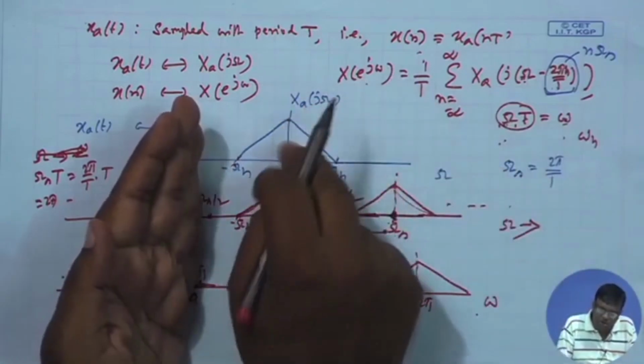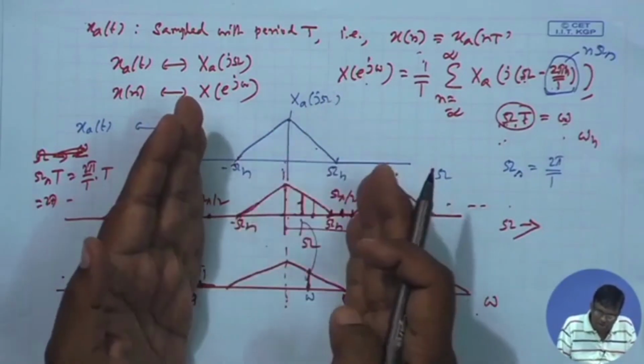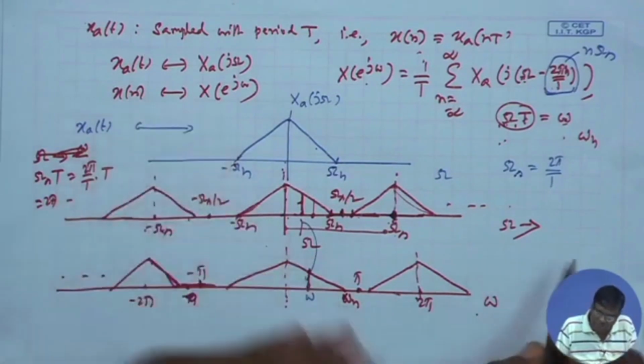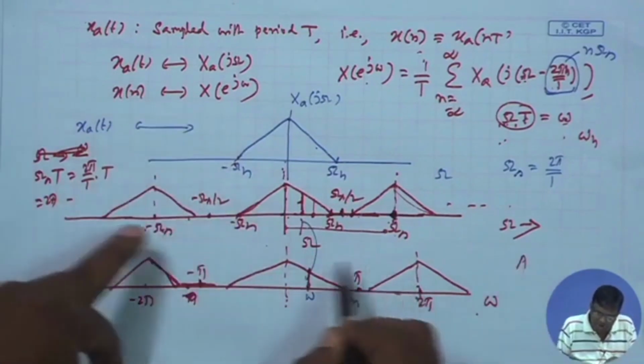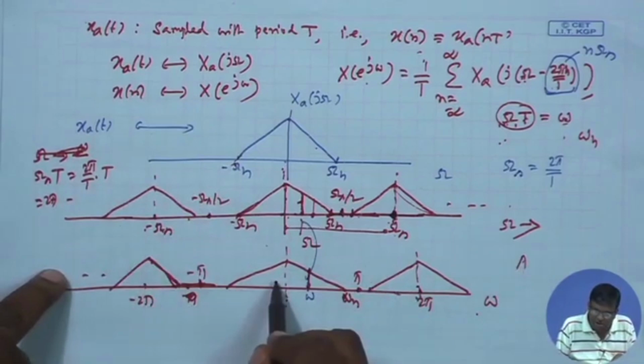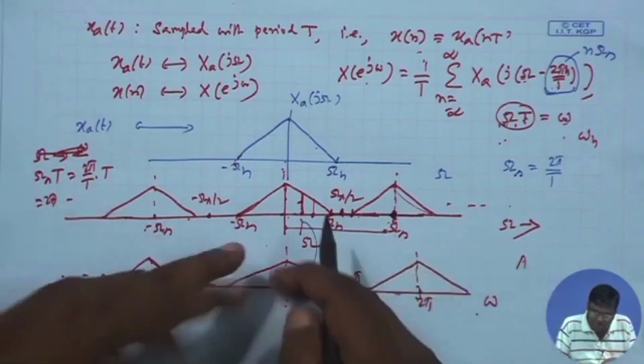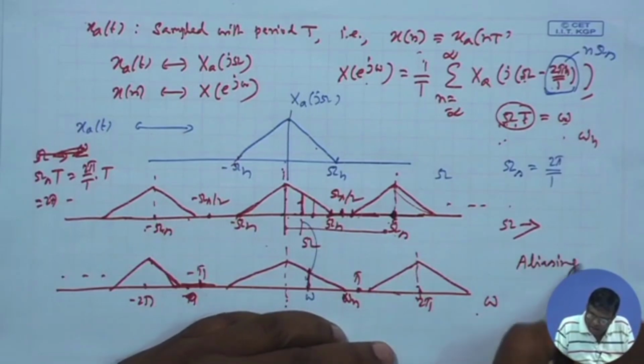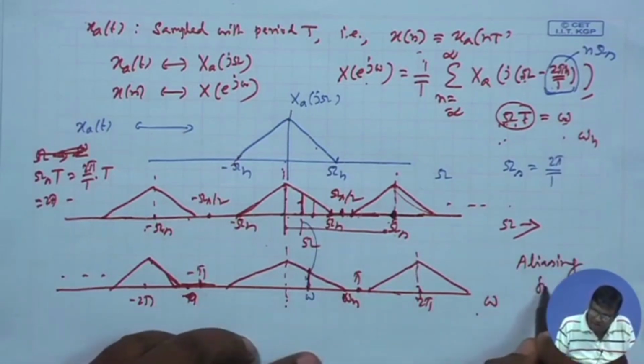So, all information about the original Fourier transform is retained here, its shape has not changed. We say aliasing has not taken place. There is interference from here to here. If there were interference or overlap, the shape would have been lost. That interference or overlap is called aliasing. So, this is aliasing free.